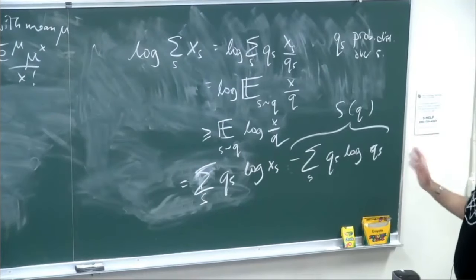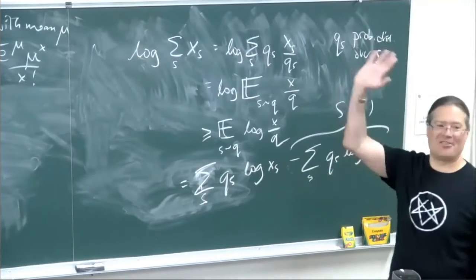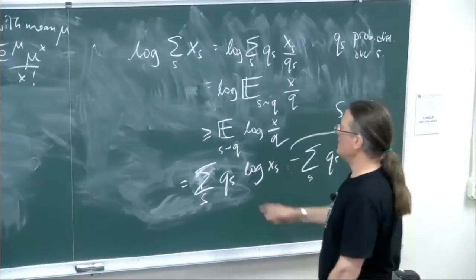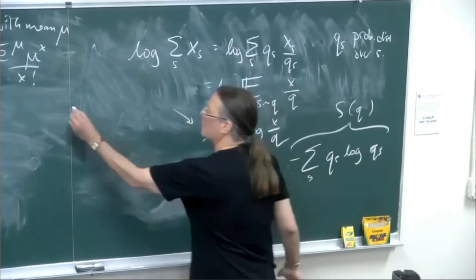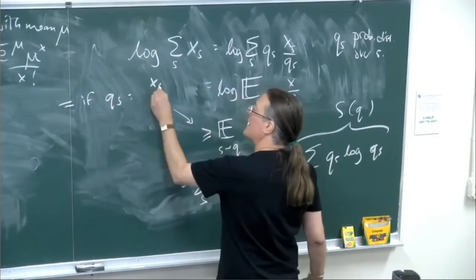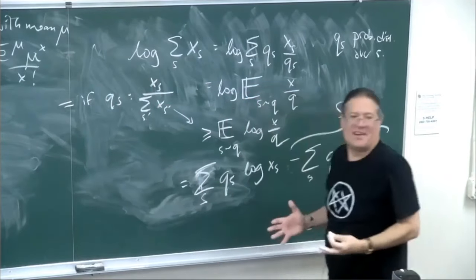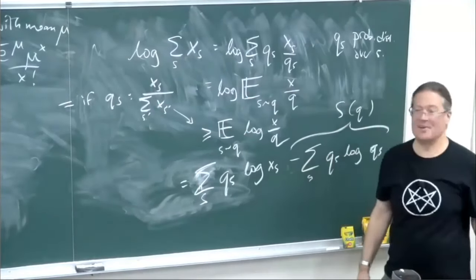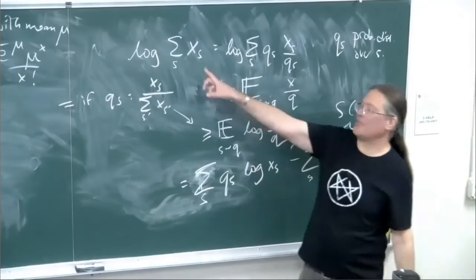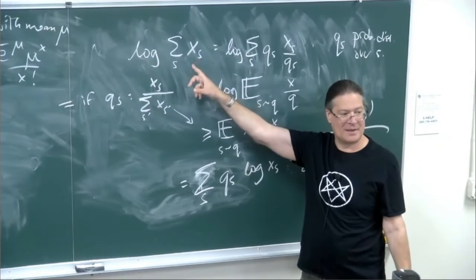In this case, we don't really need to guess. Let me just point out, exercise to do over lunch, this holds with equality if Q sub s equals X sub s divided by this whole sum. In other words, the right distribution to put here is the actual fraction of this sum consisting of X sub s. Okay?